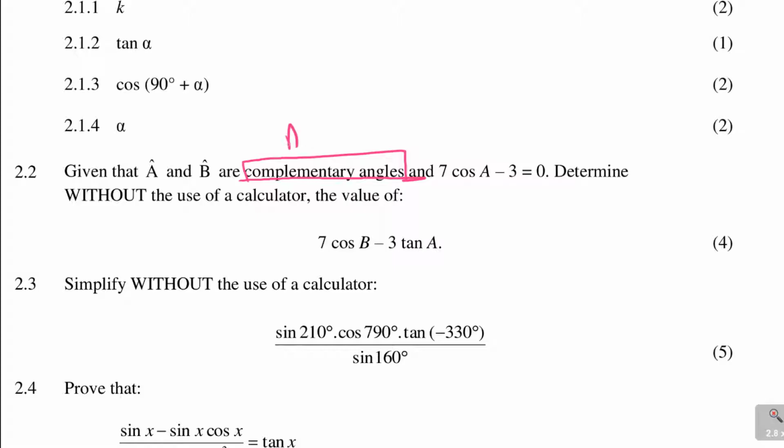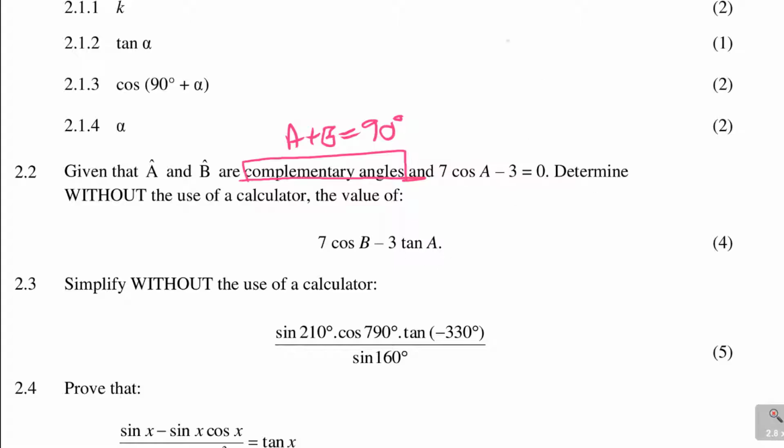These angles, A plus B, is equal to what? 90 degrees. That's what they're saying. And 7 cos A minus 3 is equal to 0. Determine without the use of a calculator the value of 7 cos B minus 3 tan A.